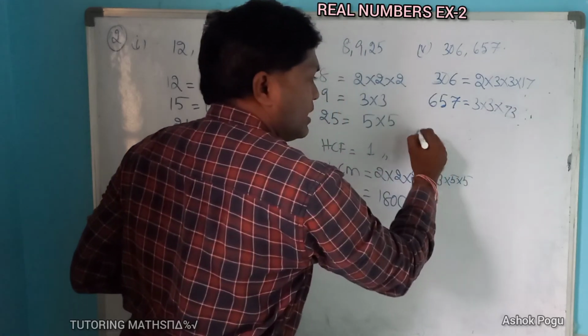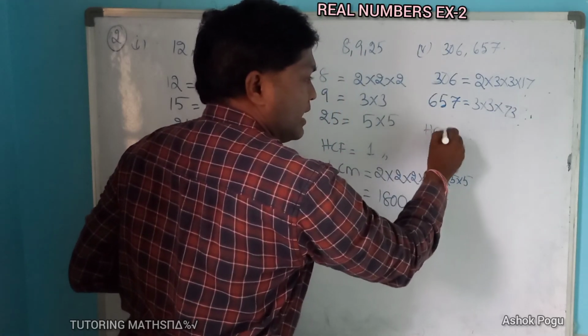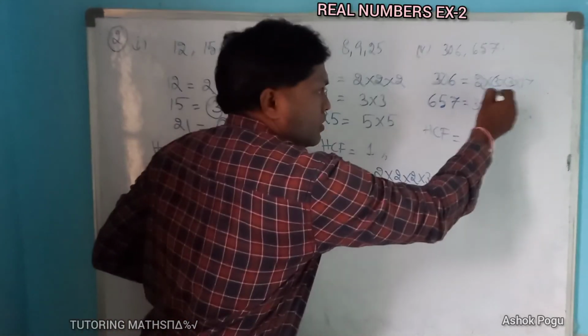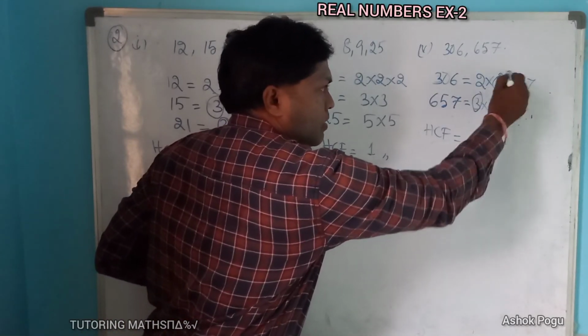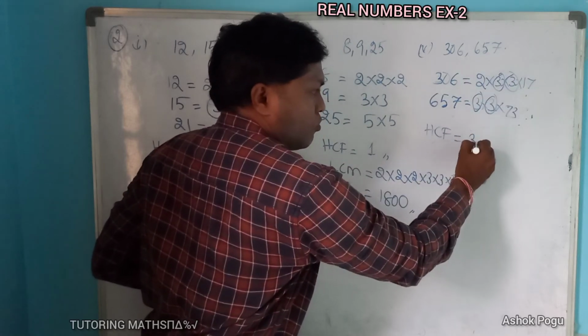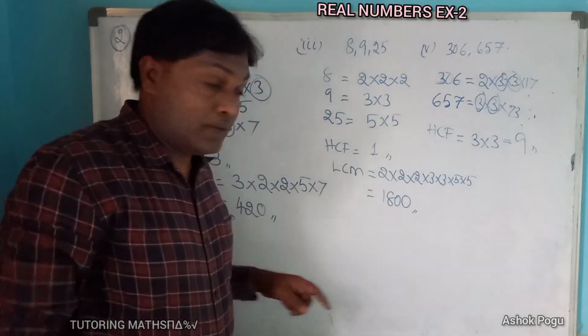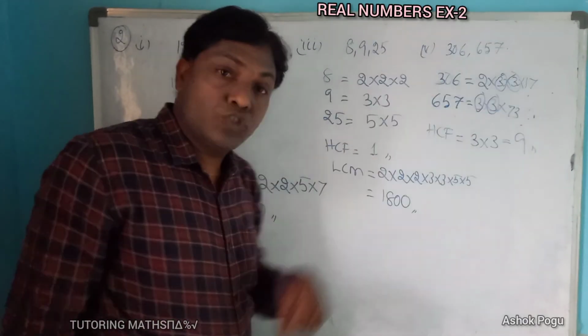Now find out what the HCF is. Is there any common factor? We have one common factor, one more common factor. Therefore, HCF is 3 3s are 9. 3 is repeated 2 times. 9 is the HCF of these two numbers.